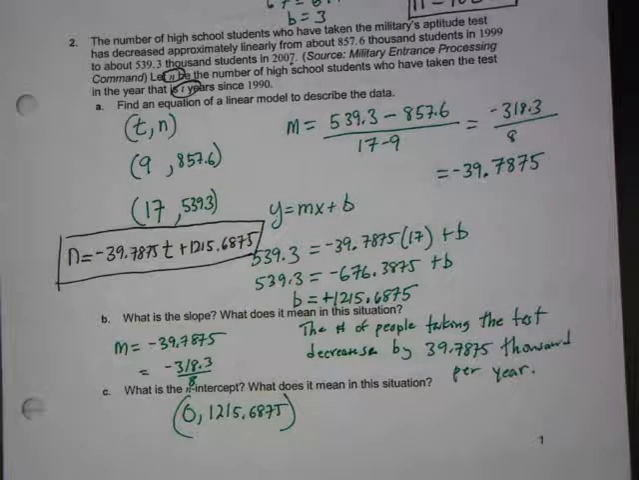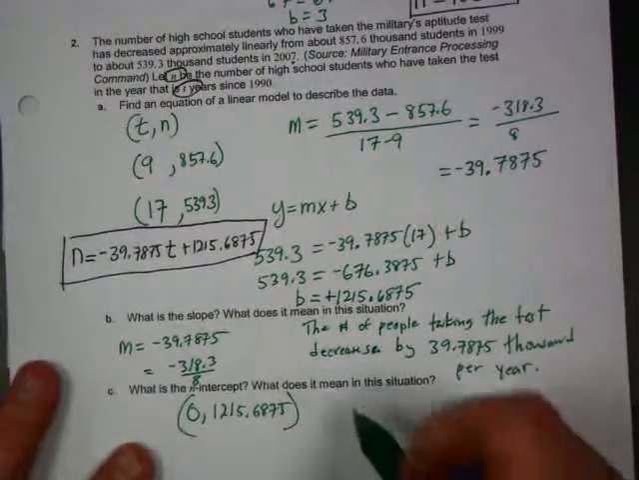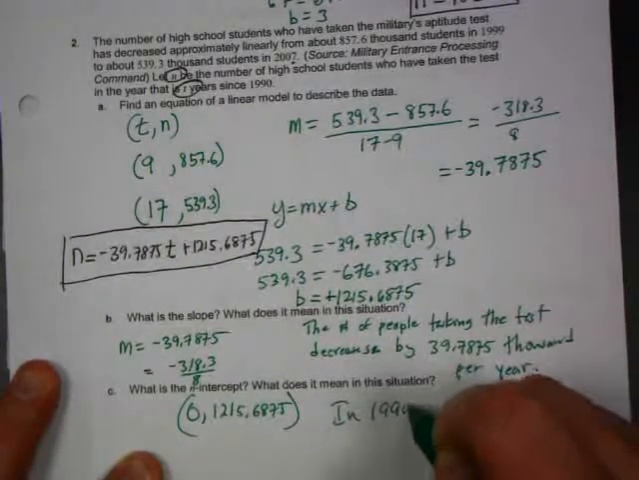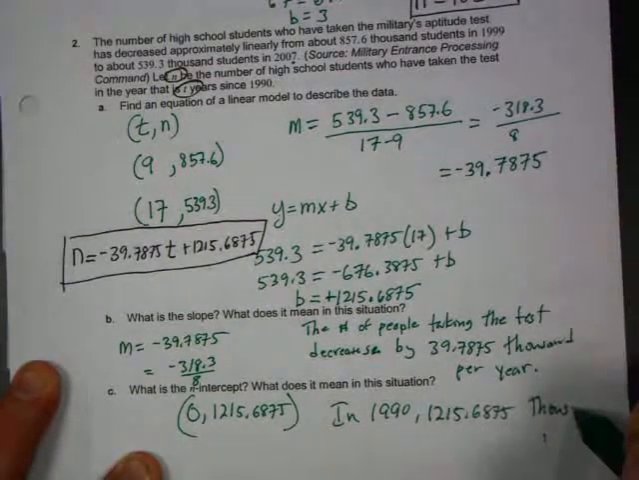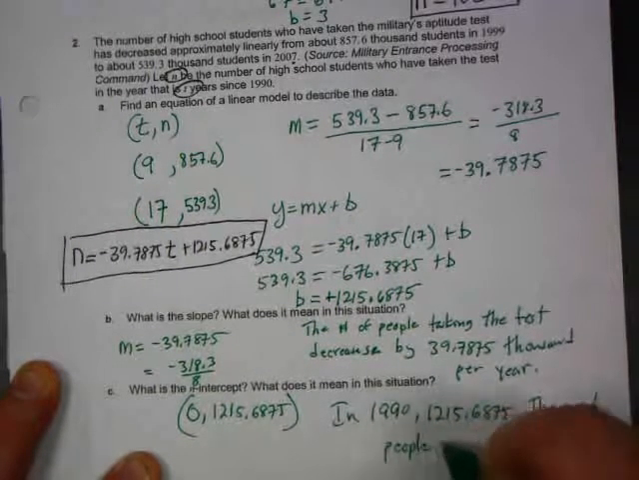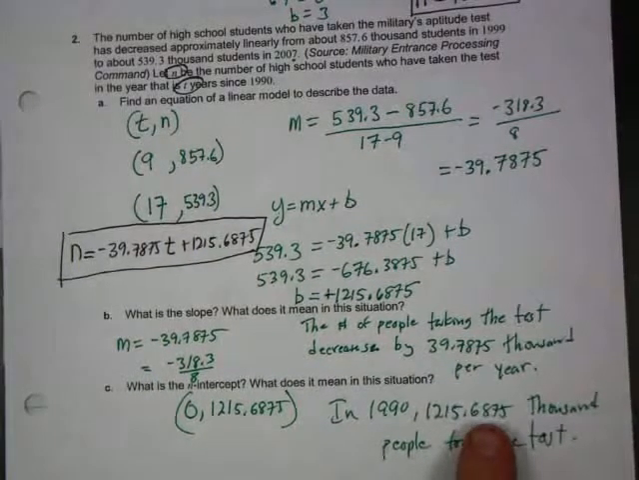I don't know where you got the 1 million out of that. You've got to do one or the other. If you're going to move this decimal 3 places and tell me it's 1.2 million, then you won't have the word thousand on the end. Right. So I would just say in 1990, 1215.6875 thousand people took the test. And if you wanted to, you could move that decimal 3 places and give me the actual number in standard number form.